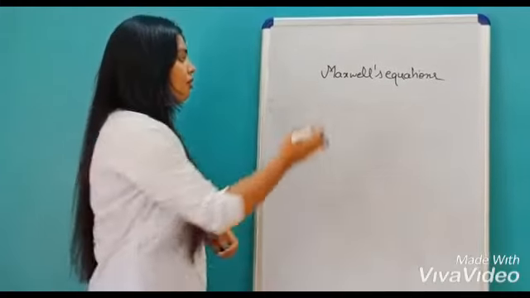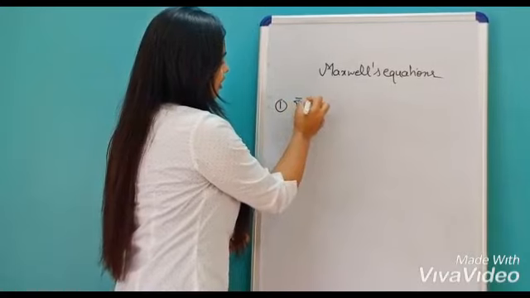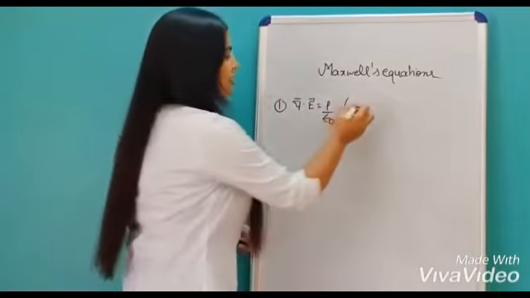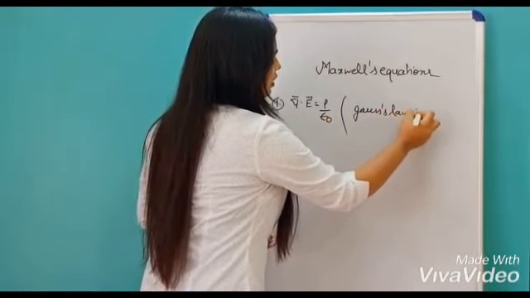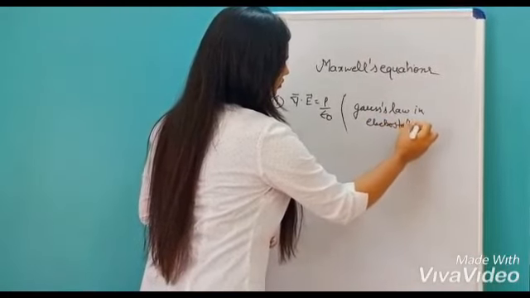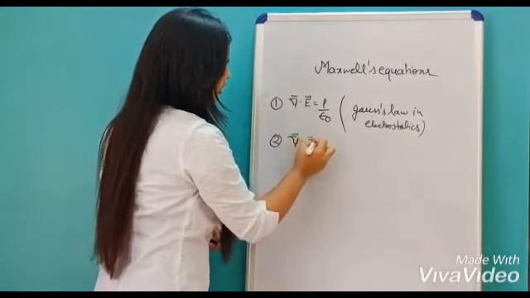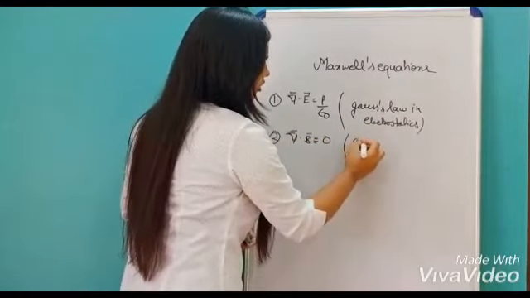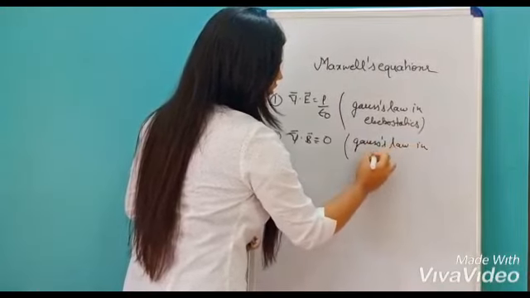In differential form, these equations can be written as follows. First is del dot E is equal to rho upon epsilon naught, which is based on Gauss's law in electrostatics. Second is del dot B is equal to 0. This is the differential form of Gauss's law in magnetism.